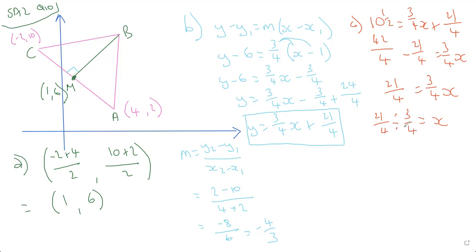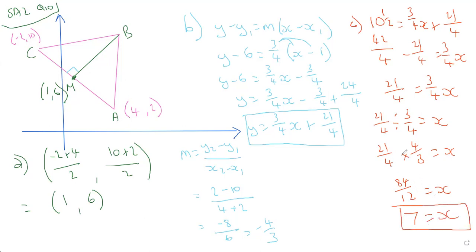But remember, we don't divide fractions. We're going to flip and multiply instead. Times 4/3. So then 21 times 4 is going to be 84/12. And that is 7. Yay, we proved it. Excellent. All right, and then part D, I am running out of room for that.